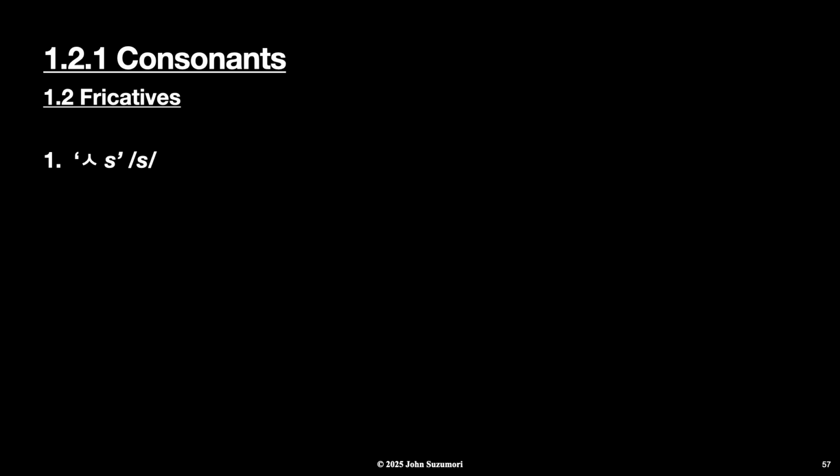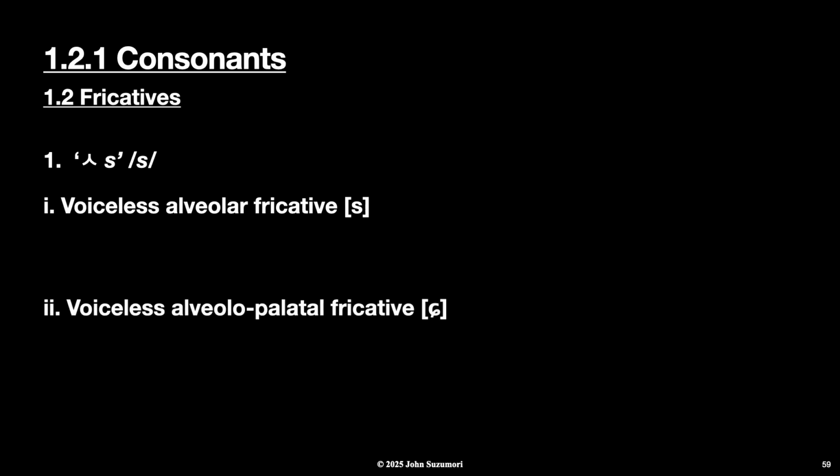There are 2 complementary allophones of siot: voiceless alveolar fricative and voiceless alveolar palatal fricative, which English doesn't have. In many cases, the phoneme is realized as voiceless alveolar fricative, and you can hear the same sound in English words such as dance, class, miss, etc.